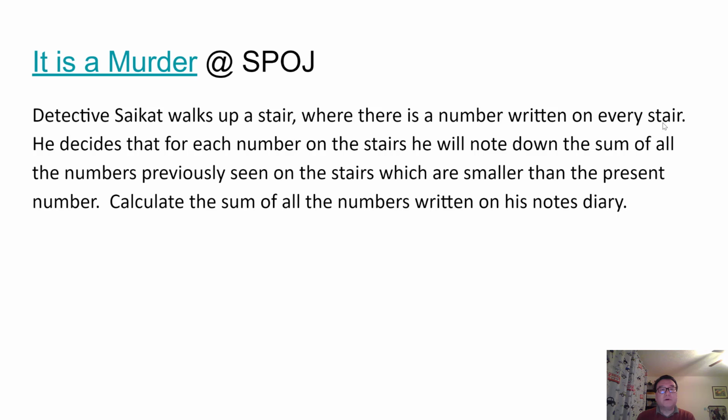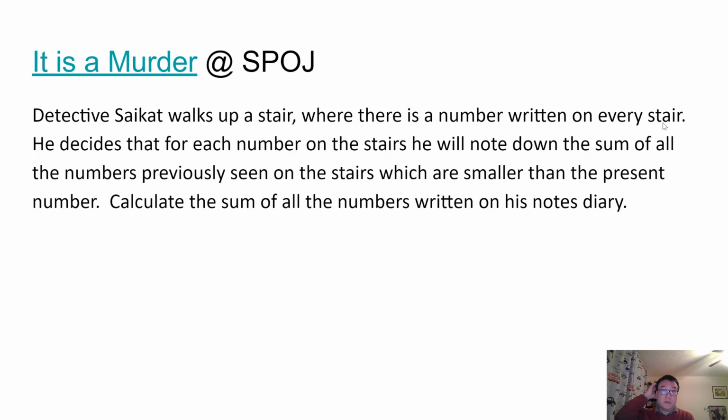Here's another example. It's from the Spoj Online Judge. It's called It Is a Murder. The detective walks up a stair, and there's a number written on every stair. He decides that for each number on the stair, he wants to know the sum of all the numbers that he has already seen. That would be written on the lower stairs, and which are smaller than the present number. And he wants to know the sum.